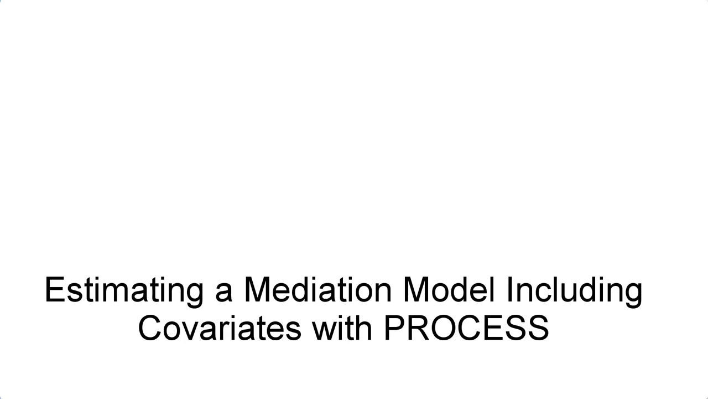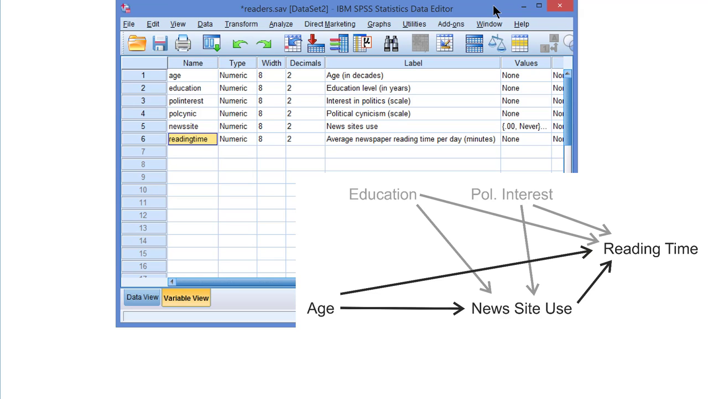Estimating a mediation model including covariates with PROCESS. We hypothesize that the effect of age on newspaper reading time is mediated by news site use. In addition, we want to control for education and political interest because we think those variables may have effects on newspaper reading time as well.